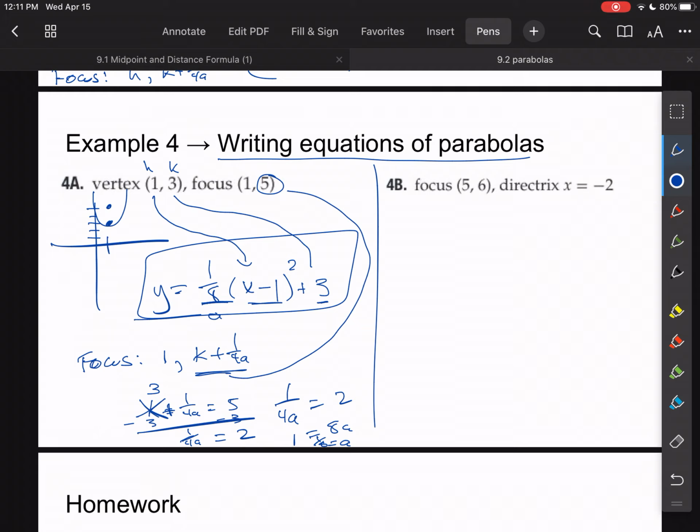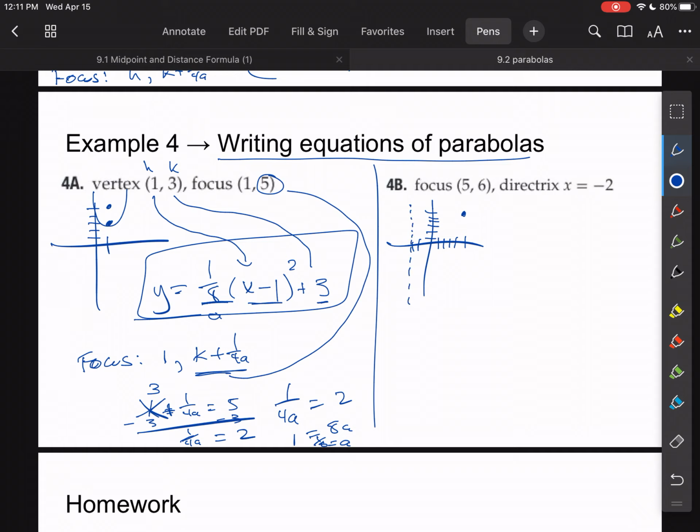So for b, again, I want to sketch it. 1, 2, 3, 4, 5. 1, 2, 3, 4, 5, 6. So at 5, 6, we have a point, and that point is the focus. The directrix is at x equals -2, which is back here.